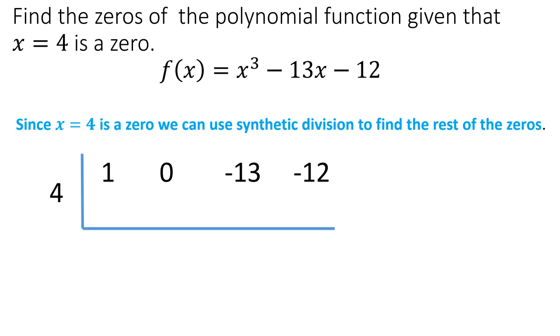So if you see here on my polynomial, I'm missing the x squared term. So I'm going to use a 0 to represent the placement of that x squared that I don't have. Again, I'm using only the coefficients because I'm using synthetic division. So it's 1, 0, negative 13, and negative 12. So let's go ahead and do synthetic division.